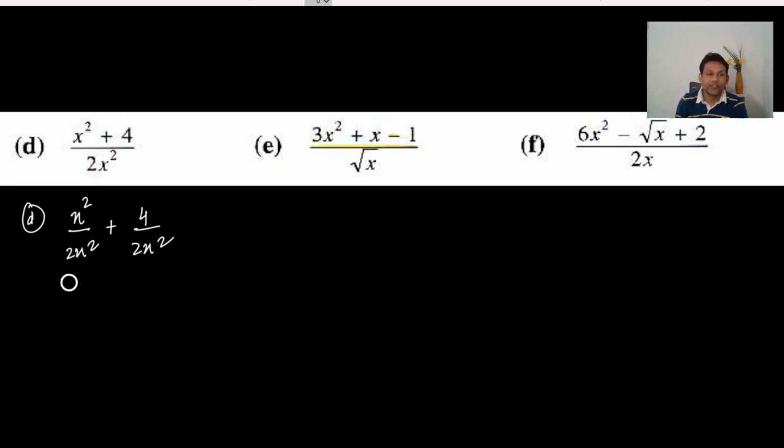This will remain. The x squared cancels out, and 1 upon 2 is left. The 2 and 4 cancel out, leaving only 2, and you can shift this x squared up, so it becomes minus 2. Now apply the differentiation.